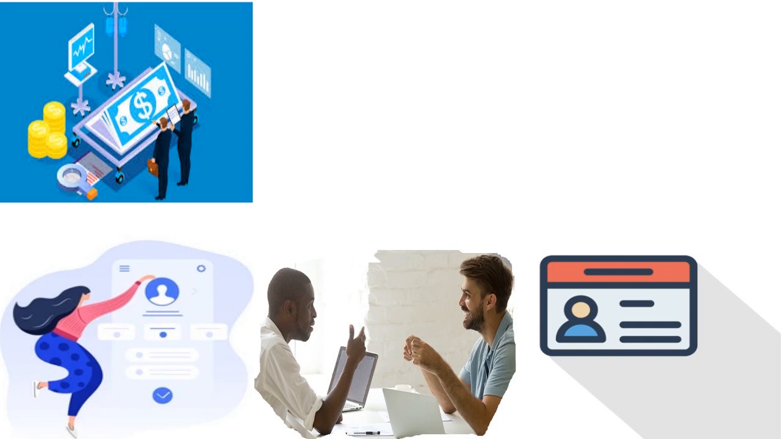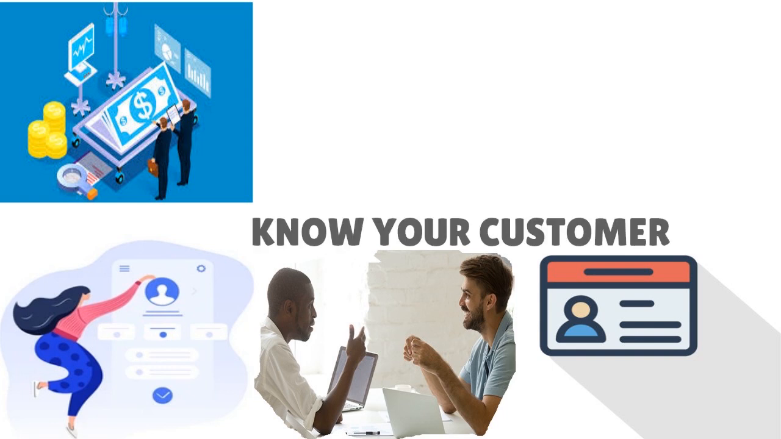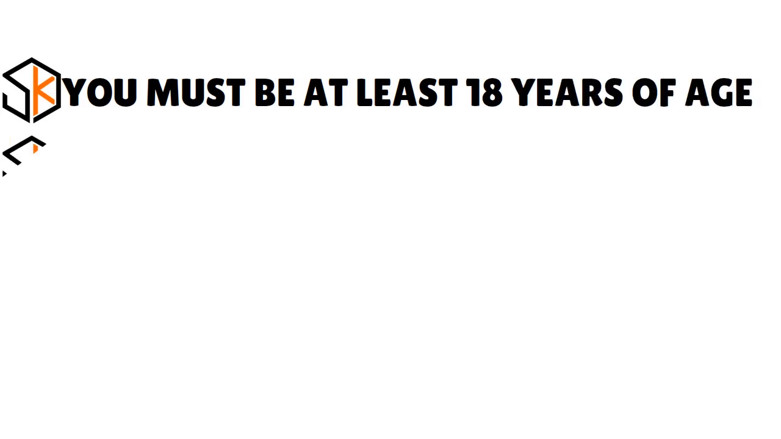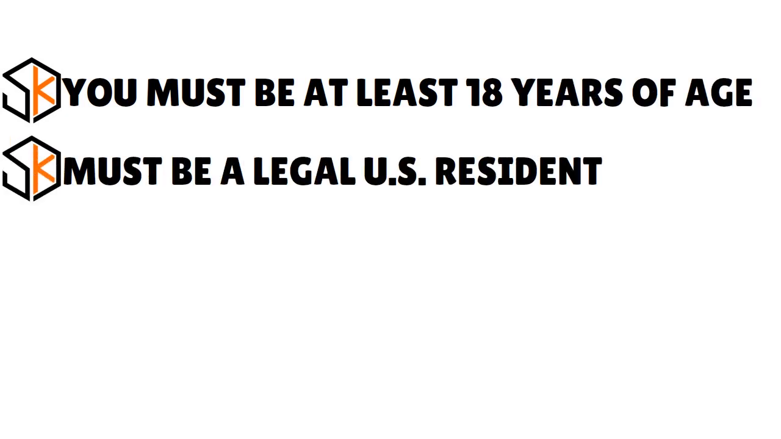This is part of something called KYC, know your customer. Capital One has put in place a pretty strong KYC process to make sure that they are vetting all account holders. Now there is some other important information. You must be at least 18 years of age and must be a legal U.S. resident.